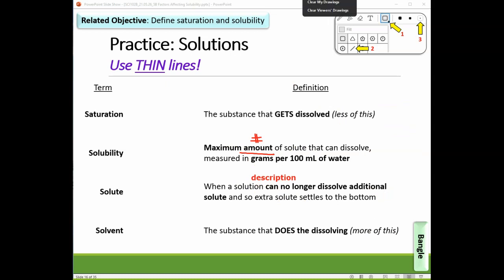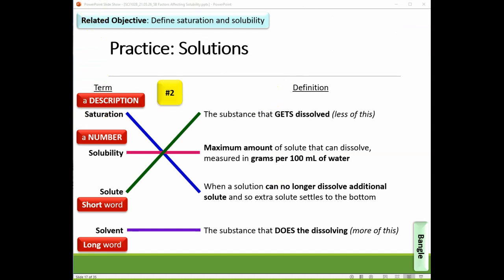All right, so let's take a look at our answers here. Saturation and solubility are related, but remember that saturation is just the actual description. So this is the point at which a solution can no longer dissolve any extra solute, and so it all settles to the bottom. Now the actual number at that point is called the solubility. So this is a maximum amount. It's an actual number per 100 milliliters of water.